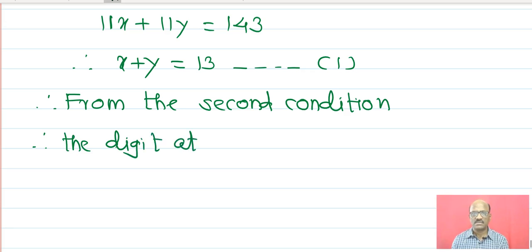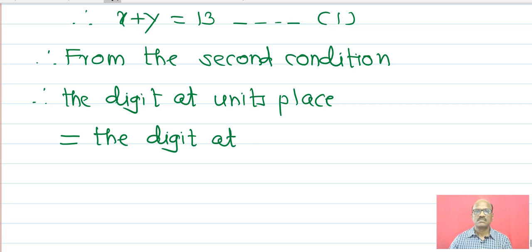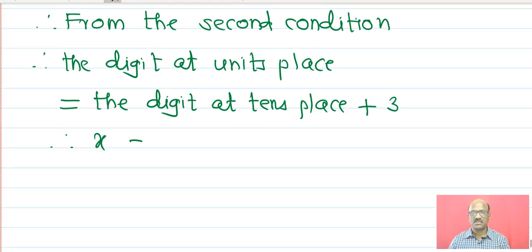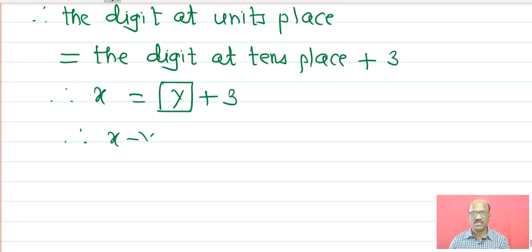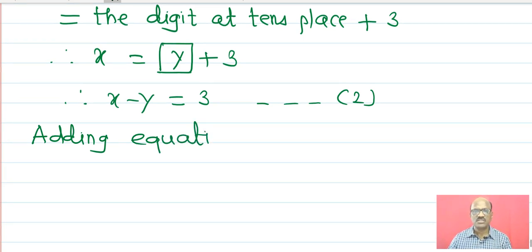The digit at unit place is equals to the digit at 10th place plus 3. Therefore, x is equals to y plus 3. Therefore, x minus y is equals to 3. Now solve these 2 equations. These equations are easy. Adding these 2 equations, you will get the value of one variable.